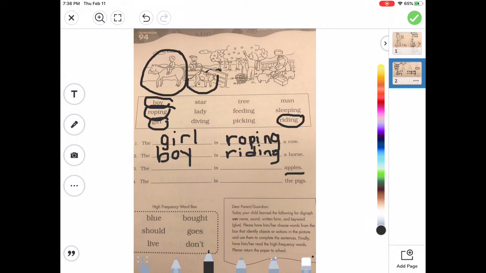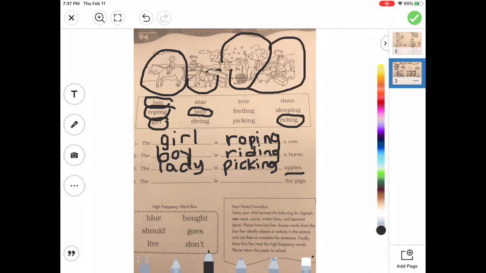The next one is something about apples. So here's my apples. So what do I have? The words left I have are star, lady, tree, or man. The lady, and what is she doing? The lady is diving, feeding, picking, or sleeping. She's picking apples. That's right. Okay, and then one more. What is this? The man, very good, is blank the pigs. Let's see. We already did picking. The man is diving or feeding? He's feeding the pigs. Very good.